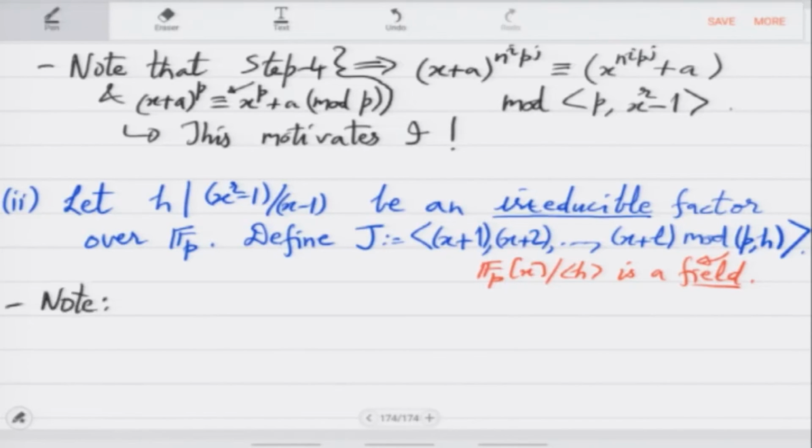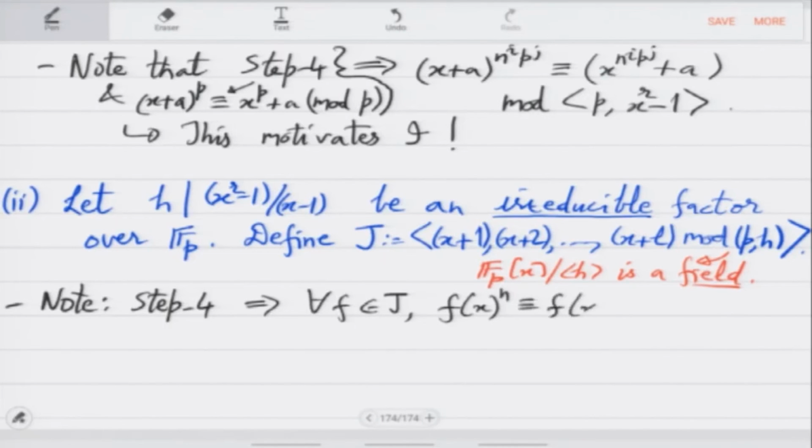So, note that step 4 implies that for all elements f in J, f(x)^n is f(x^n) mod (p, h). Why is that? Well, because it is true for x plus 1 by step 4 congruence.